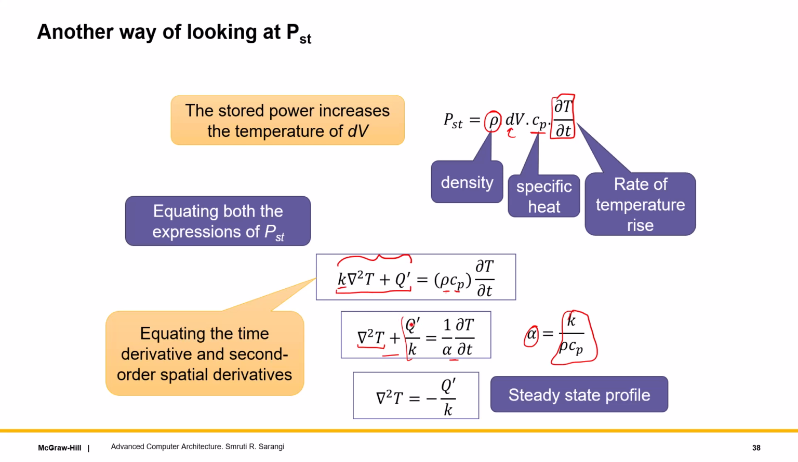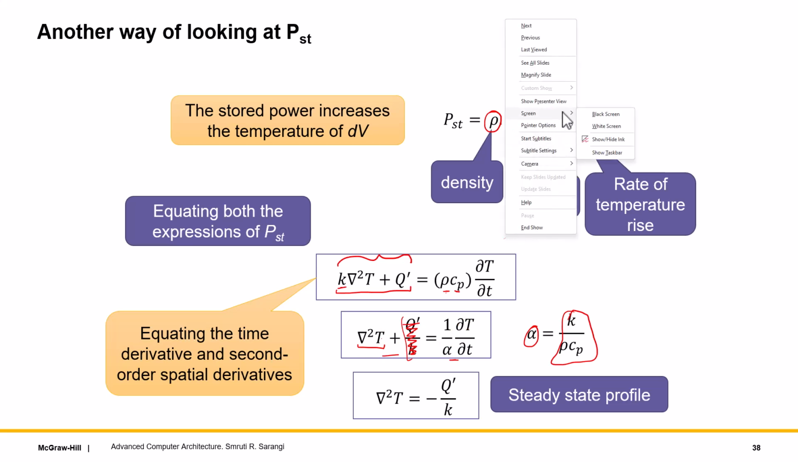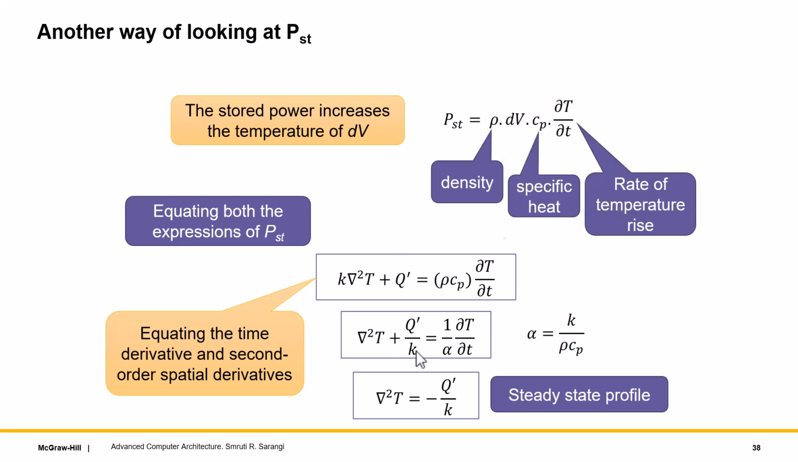Now if we assume that there is no internal power generation, this term is 0. So then nabla square T is just proportional to del T by del t. And let's now do the other thing, which is that let us assume that at steady state, there is no increase in the temperature.